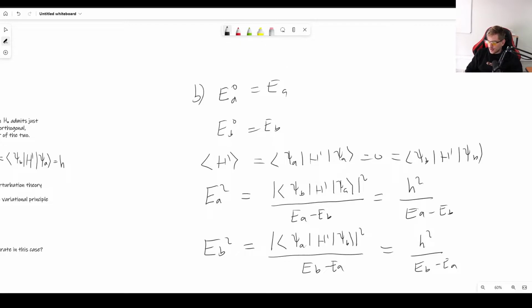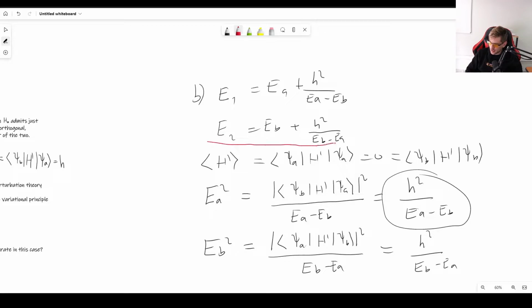So the energies, let's call them 1 and 2. So E1 and E2 are going to be EA plus this correction, which is plus h squared over EA minus EB, and then for the other, EB plus the correction h squared over EB minus EA. So these are our results.